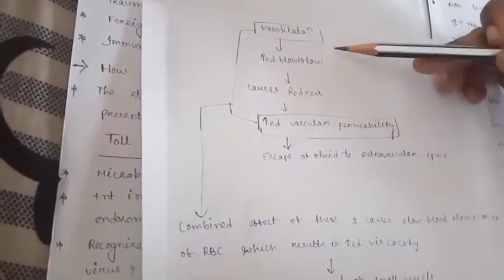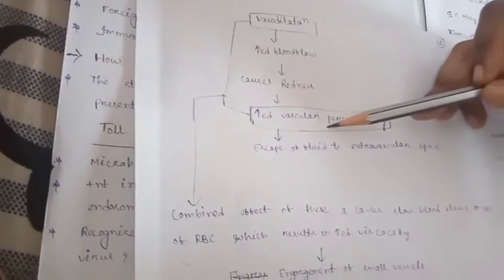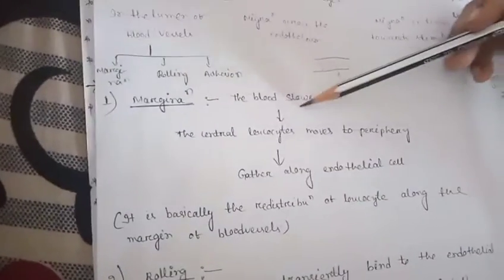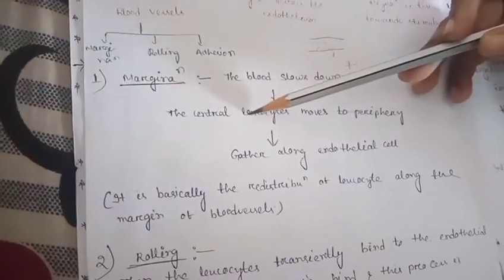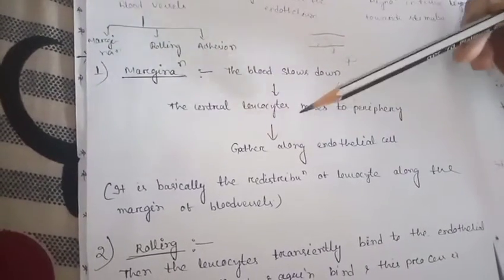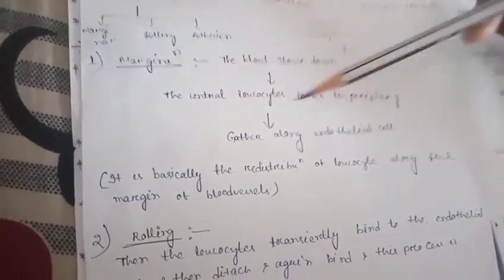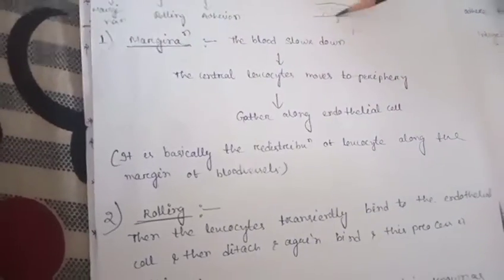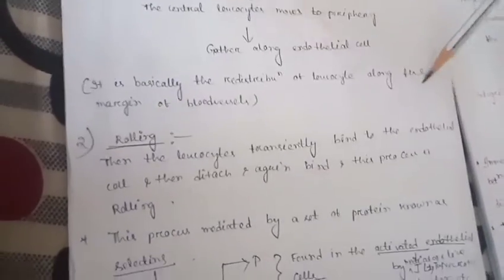Previously, we discussed that due to vasodilation and increased vascular permeability, the blood flow slows down. So then margination occurs. Here, the blood flow slows down, so the central leukocyte moves to the periphery. That means the leukocyte present in the blood comes to the periphery of the blood vessels, so they gather along the endothelial cells. It is basically the redistribution of leukocytes along the margin of the blood vessel.